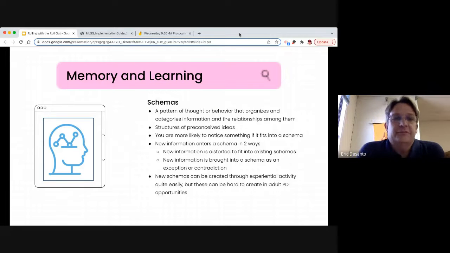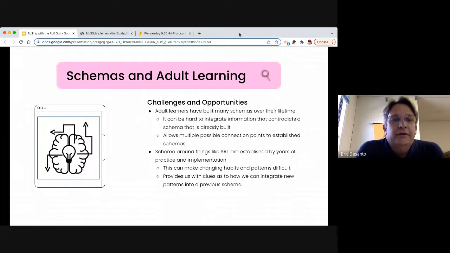This process brings up some challenges and some opportunities for us as professional development leaders. First, we need to recognize that, the way we've been saying for the last several sessions in this series, adults come in with a lot more experience, a lot more background knowledge, which means they come in with a lot more schemas in place, and they are a lot more deeply entrenched. So it can be hard to integrate information that contradicts.